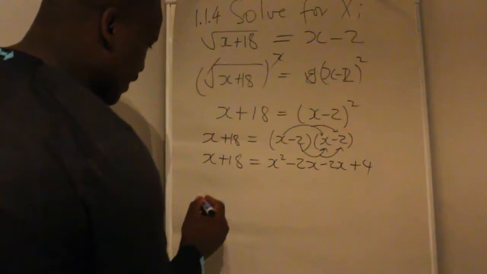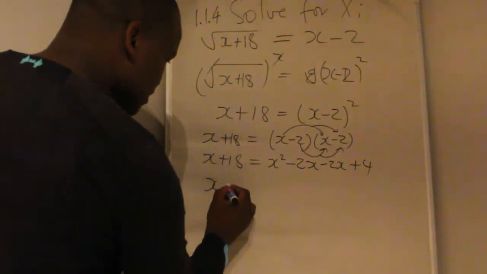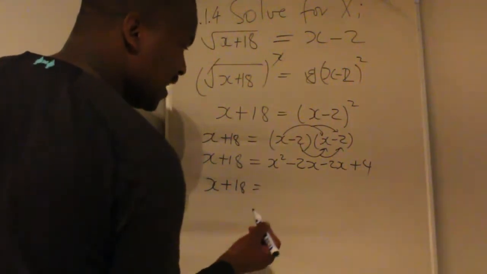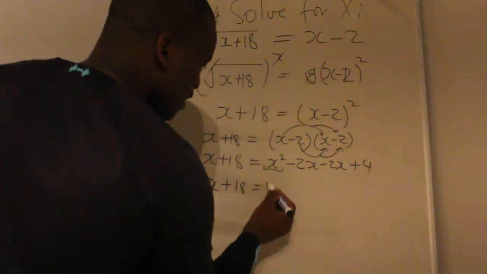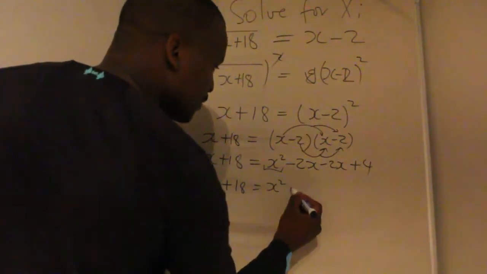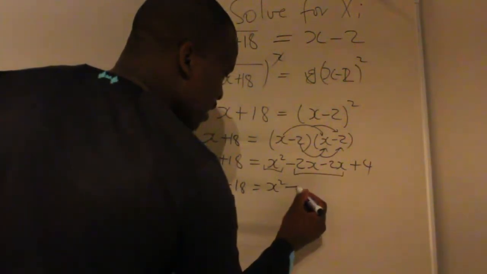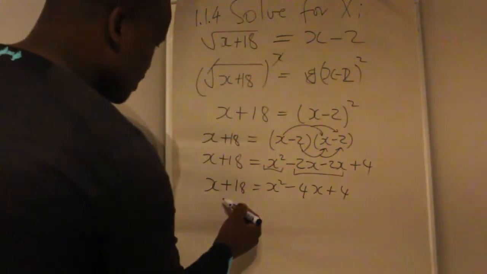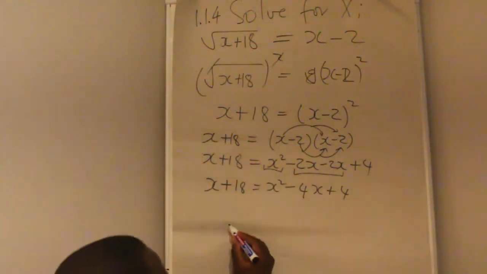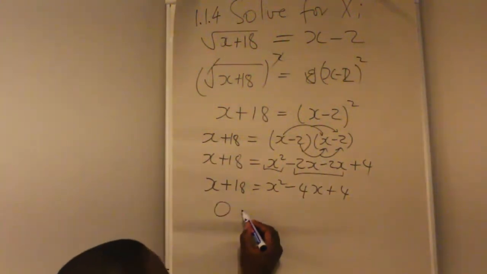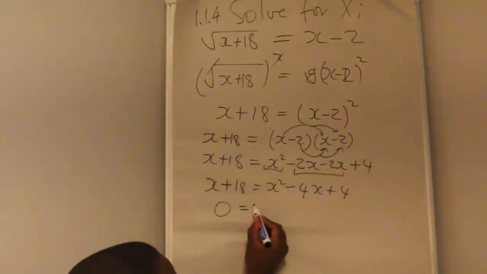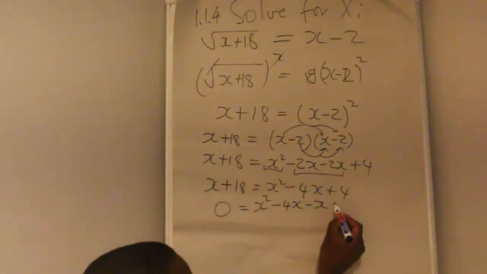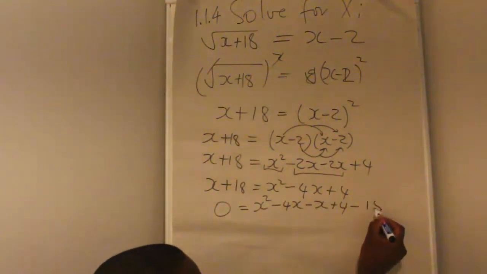So here you have x plus 18 is equal to, grouping the like terms, x squared on its own, and these two added together, minus 4x plus 4. So you transpose these to that side. So we are left with 0 is equal to x squared minus 4x minus x plus 4 minus 18.